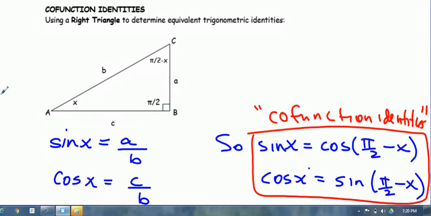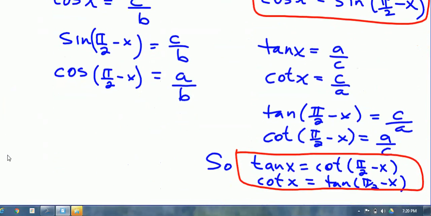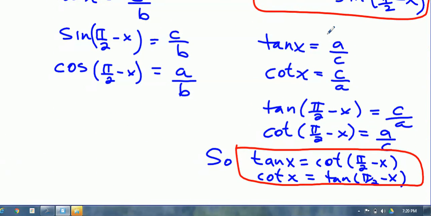So when we distill all that down, you can see then that the tan of x is equivalent to the cotan of pi by 2 minus x, and the cotan of x equals the tan of pi by 2 minus x. Again, another co-function identity, which will be on the formula sheet that I give you.